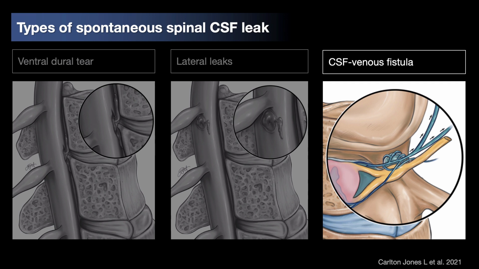Now, these are mostly found within the thoracic spine, and they're more common on the right side. The reason for that is not clear, but it may be due to the fact that many of these will eventually drain into the azygos system, and the azygos system runs on the right side.